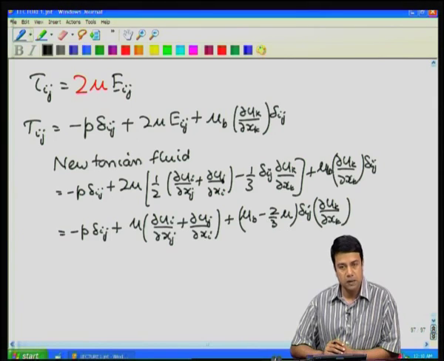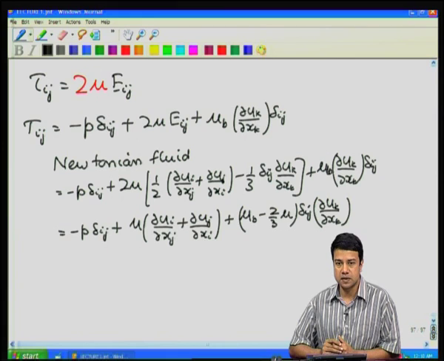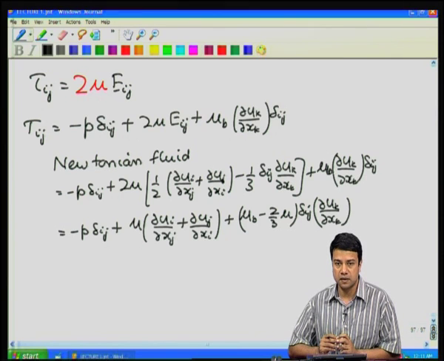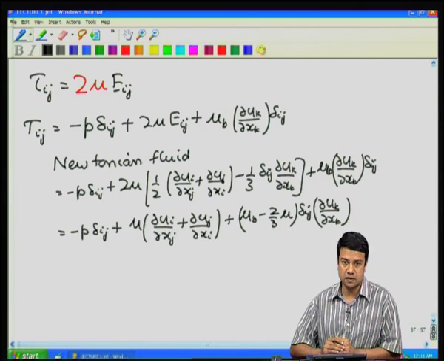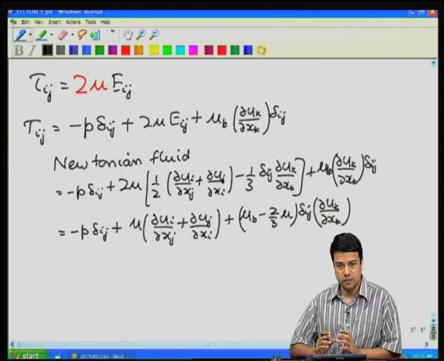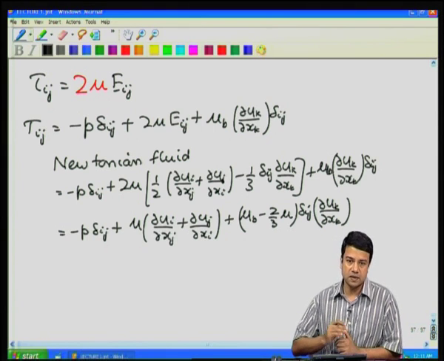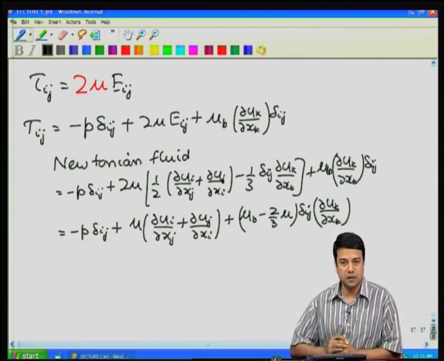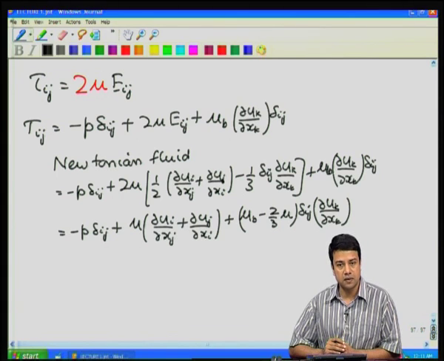Not all fluids are Newtonian. You could have, for example, polymeric solutions, suspensions and so on, which in general do not satisfy the linearity relationship between the stress and the rate of deformation tensor. One simple way to extend the relationship between stress and the rate of deformation is to just make the viscosity itself depend upon the rate of deformation for non-Newtonian fluids.